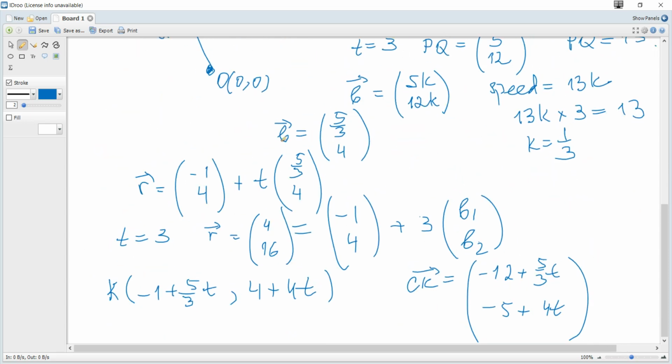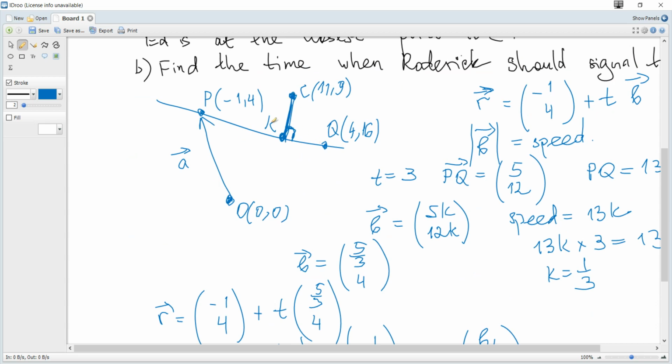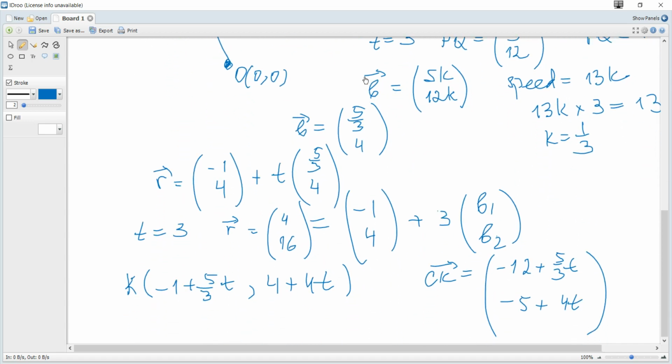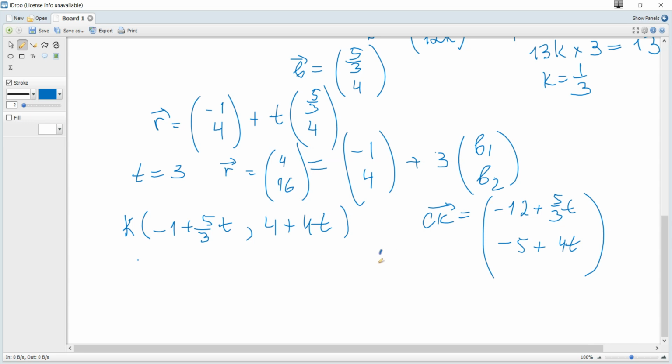And since CK is perpendicular to PQ, if we consider any vector which is parallel to the given line, then the two vectors will be perpendicular, and we know that for perpendicular vectors the dot product is equal to 0. So we need any vector which is parallel to this line, so we can consider the PQ vector, or actually this velocity vector, it doesn't matter. And the PQ vector has coordinates 5, 12.